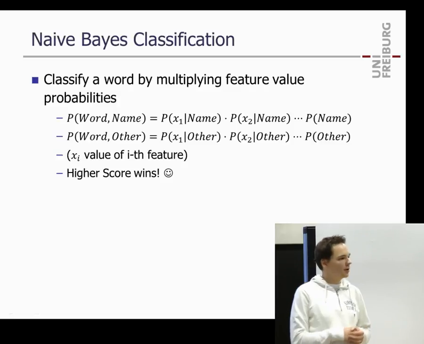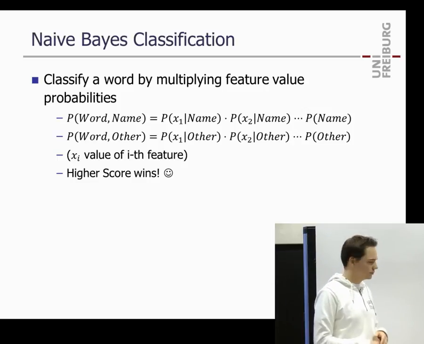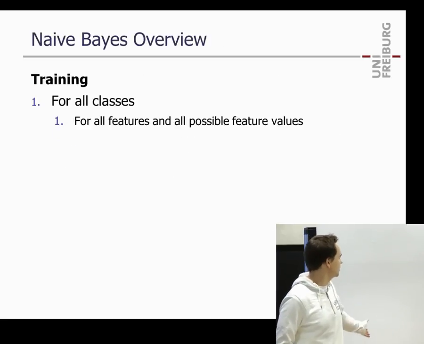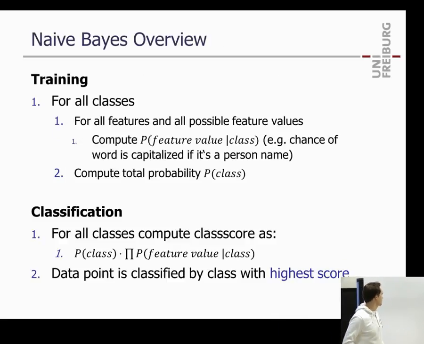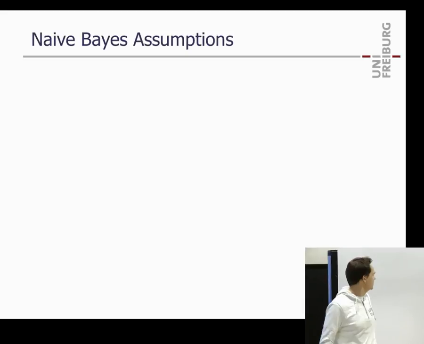So now you already saw one algorithm. It's quite a simple one. Here again is the overview. I guess I don't have to go into too much detail for all the classes. You count all of these probabilities. You count the total probability. You compute this class score by multiplying, and then you take the highest score. So that's just an overview. You can look at it later also. So that's the first algorithm, the naive Bayes algorithm.